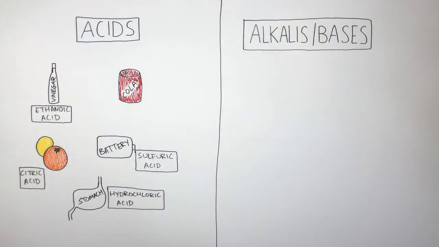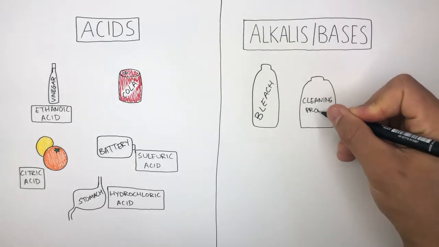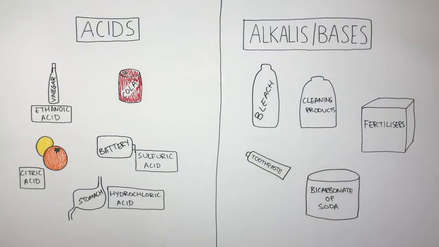Alkalis and bases are substances found in everyday products such as bleach, cleaning products, fertilizer, toothpaste, and bicarbonate of soda.